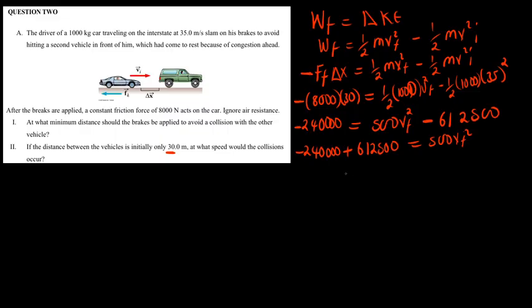So what do you do there? You subtract. What answer are you going to get? You're going to get 745, then 500 v squared. So you divide by 500. I'll divide again by 500. When I divide there, what answer am I going to get?